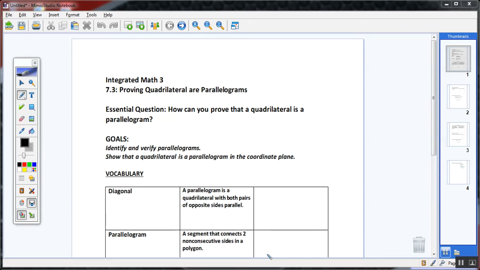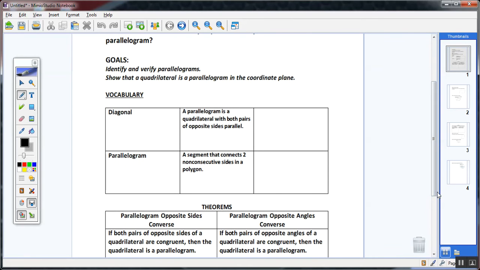Bisect. That's what we call bisect: cut it in half. Two segments cut in half. So our question is, how do we prove that a quadrilateral is a parallelogram? We're going to take what we know about a parallelogram and say, well, since the opposite sides are parallel, it must be a parallelogram. We're going to have ideas that make this true. So our goals are identifying and verifying a parallelogram, and showing that a quadrilateral is a parallelogram.